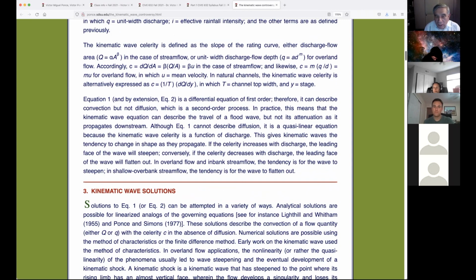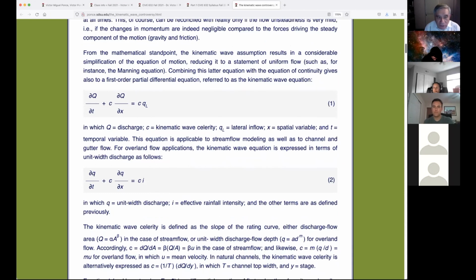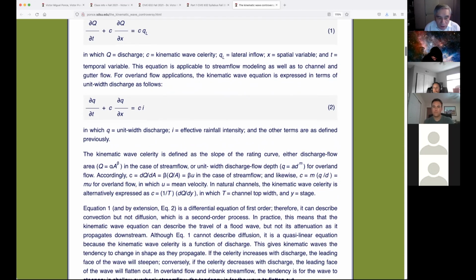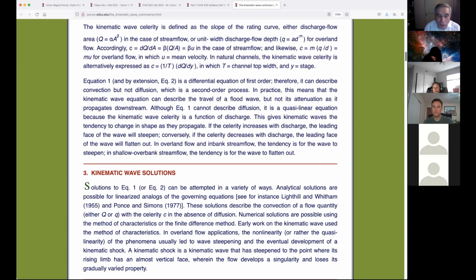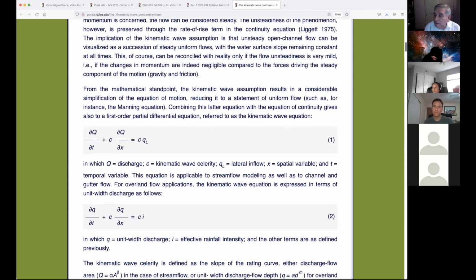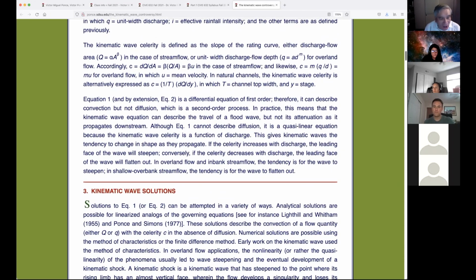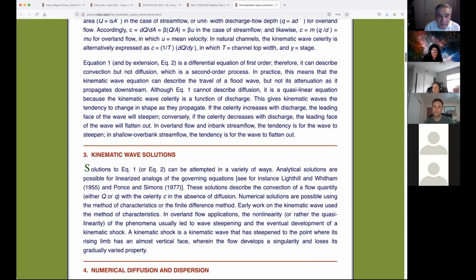Although equation 1 cannot describe diffusion, it is a quasi-linear equation because the kinematic wave celerity is a function of discharge. In other words, right here in equation 1, the C in the second term is a function of Q. So that's why we refer to this equation as quasi-linear. If it were C squared instead of C, then it would be nonlinear, definitely. But that's not the case. It's quasi-linear, almost linear.